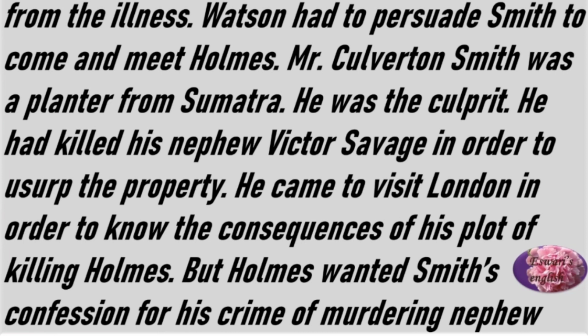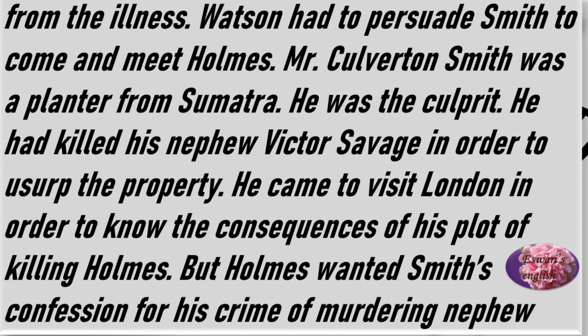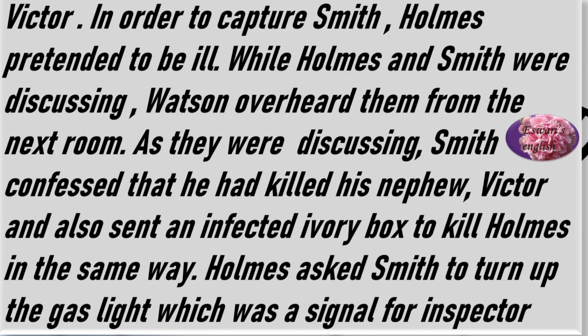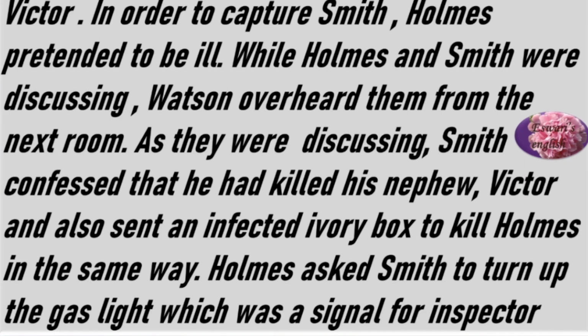Mr. Culverton Smith was a planter from Sumatra. He was the culprit. He had killed his nephew in order to usurp the property. He came to visit London in order to know the consequences of his plot of killing Holmes. But Holmes wanted Smith's confession for his crime of murdering nephew Victor. In order to capture Smith, Holmes pretended to be ill.